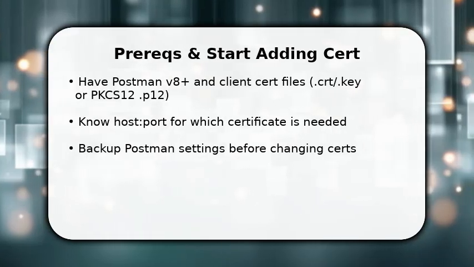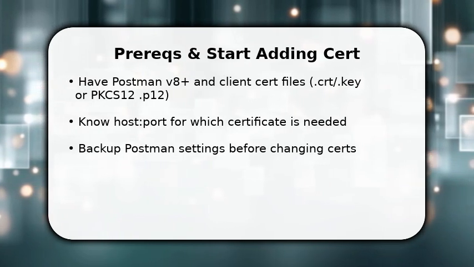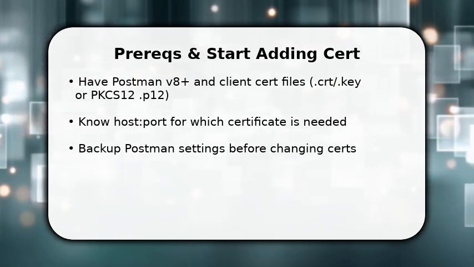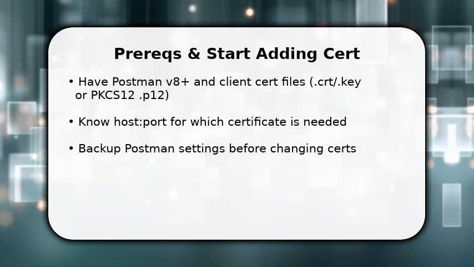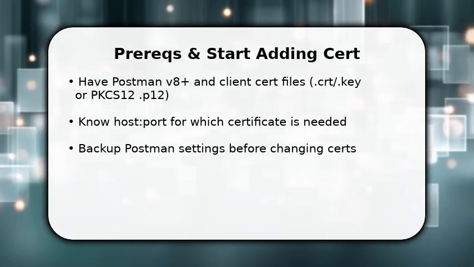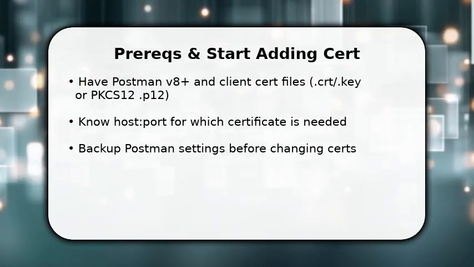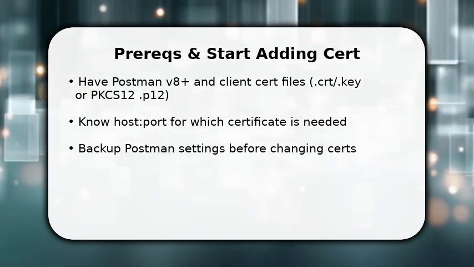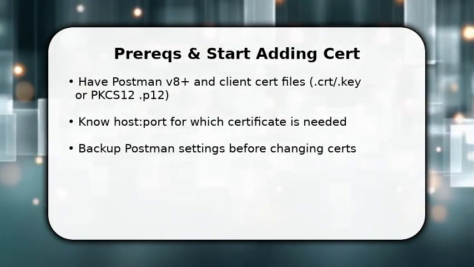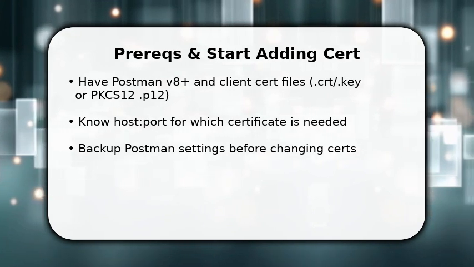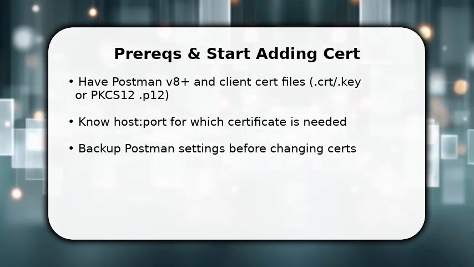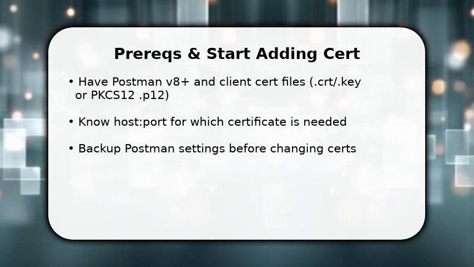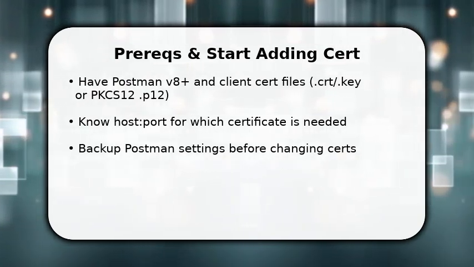You have your certificate files and Postman open. Now start the configuration. First, confirm the exact host or domain and port you'll target because Postman maps certs to origins. Next, if you have a single P12 file, note its password. If you have separate CRT and key, keep them together. Once done, open Settings, then the Certificates tab to prepare to add a new client certificate entry for that host, port. This begins the hands-on step.